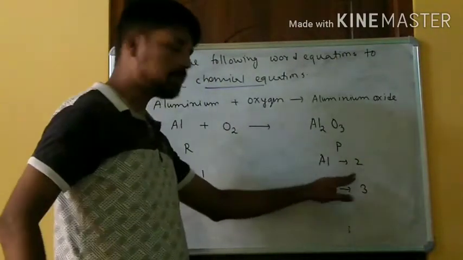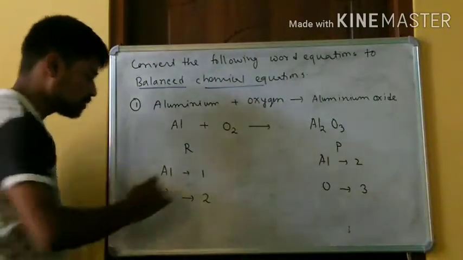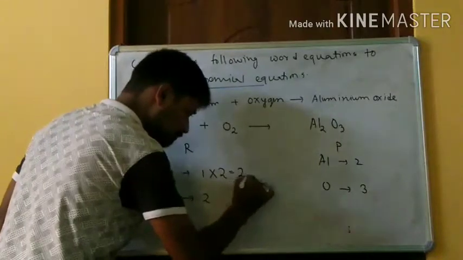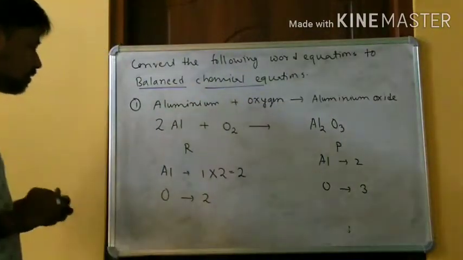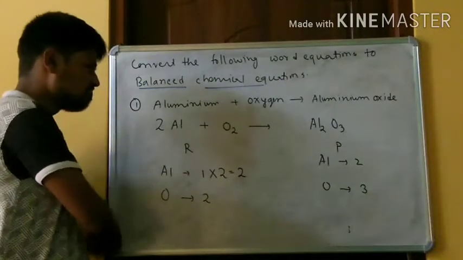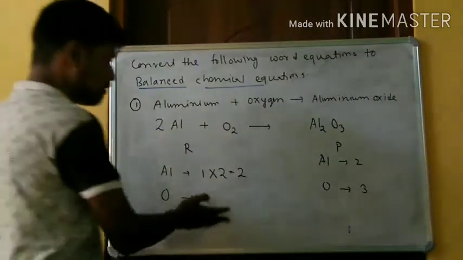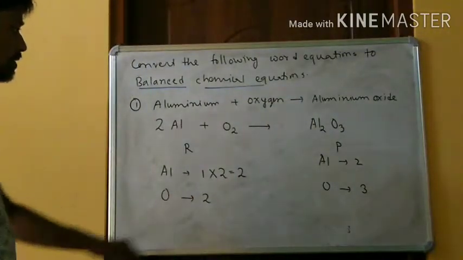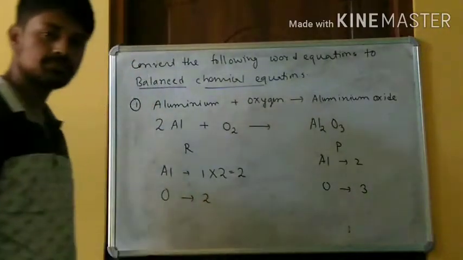First try to balance aluminium. On the product side aluminium is 2. On the reactant side aluminium is 1. So we have to multiply this with 2. Put a 2 here. Aluminum is balanced. But see, oxygen is not balanced. Here oxygen is 3, here oxygen is 2.